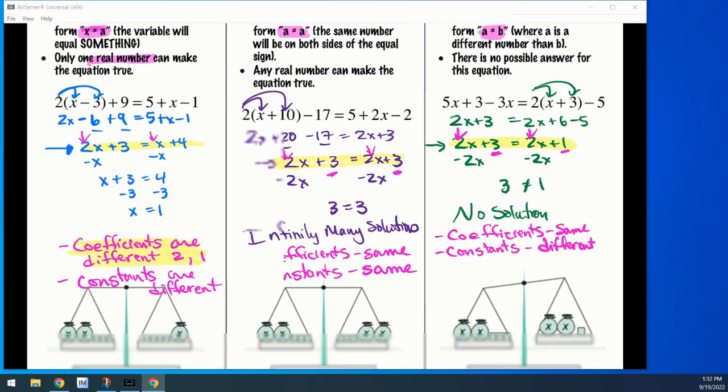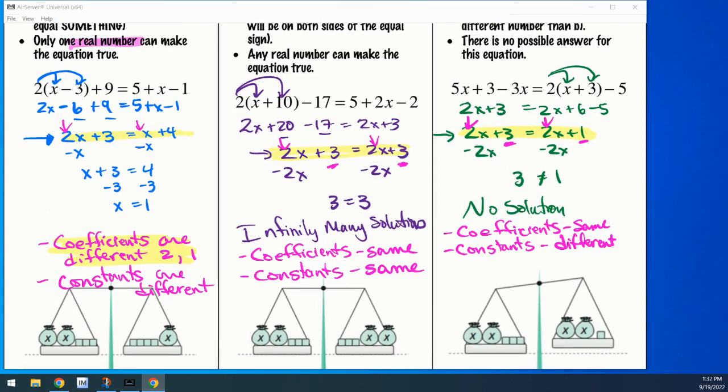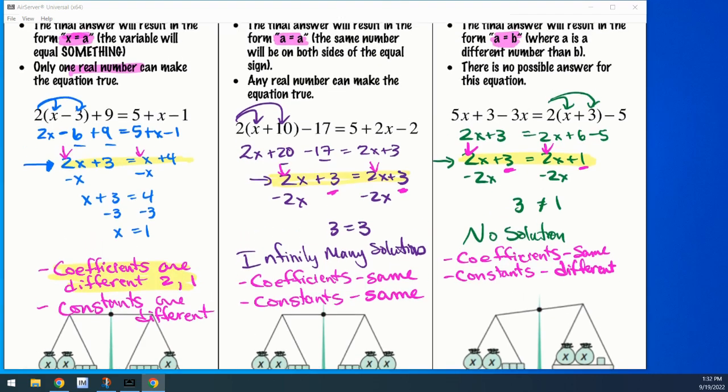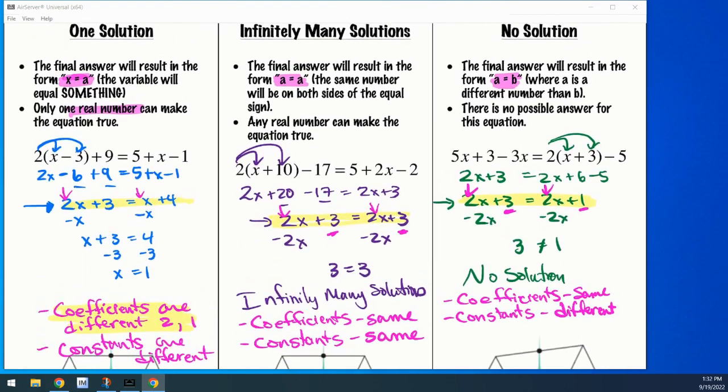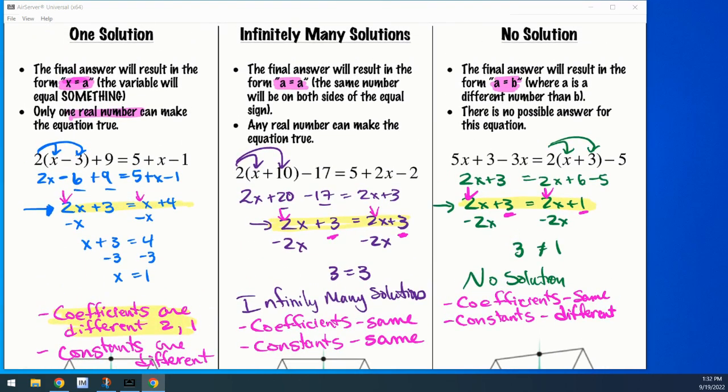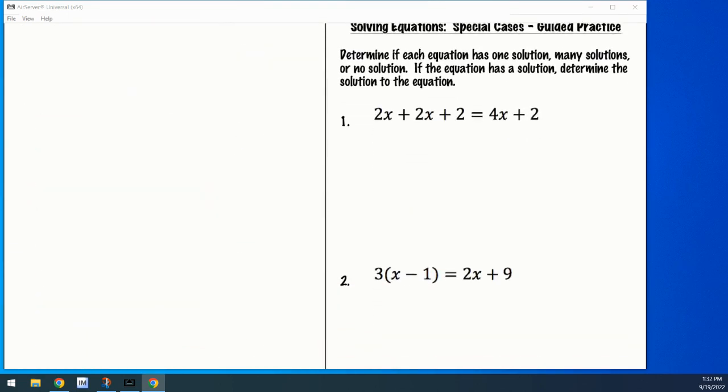So, when I get to the stage where I have variables on both sides of the equal sign and everything is in simplest form, all I have to do is look at my coefficients and my constants to figure out which one is going to have one solution, which one's going to have infinitely many, and which one is going to have no solution. So let's go ahead and look at this.